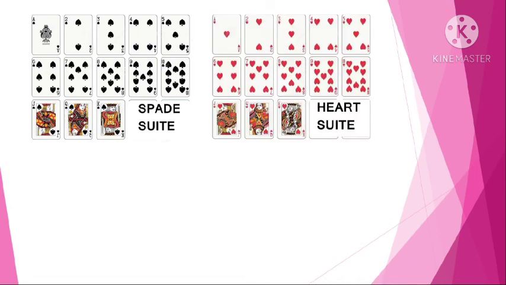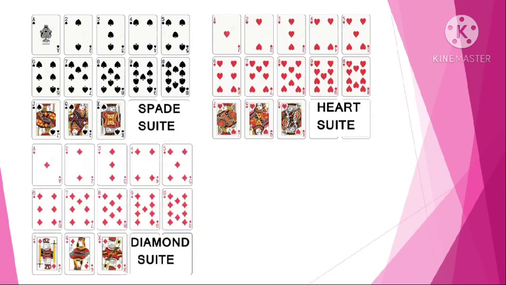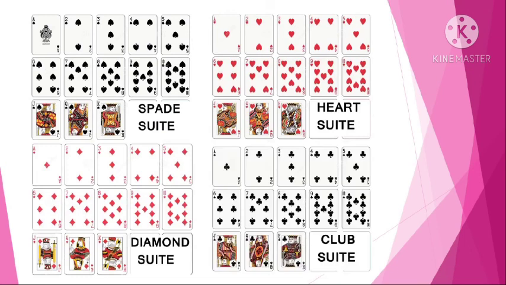Next suit is the heart suit. It looks the same, but the only difference is that instead of the spade symbol it has the heart symbol. Next is the diamond one. It looks the same, but the difference is that it has the diamond instead of spade and heart. The last one is the club suit. Now I am going to explain in detail about each suit.